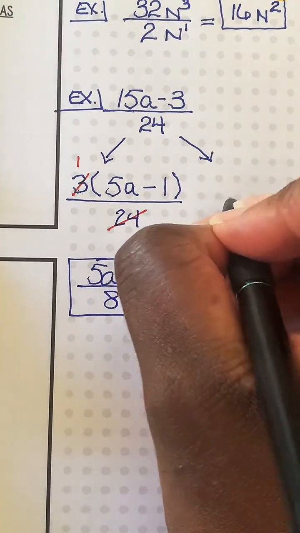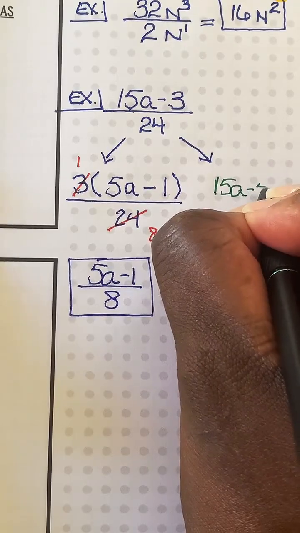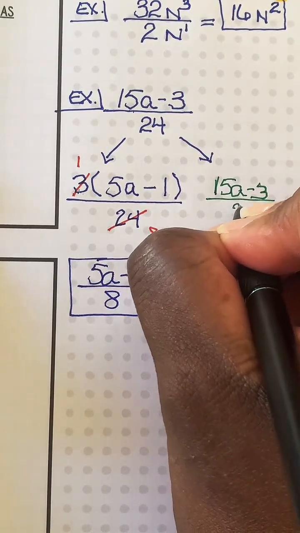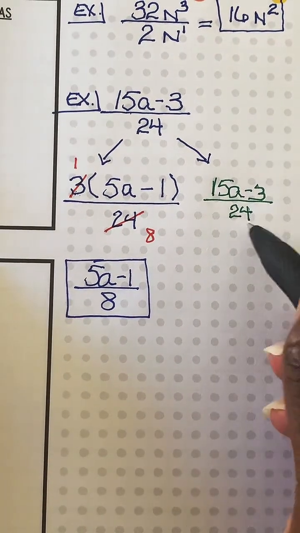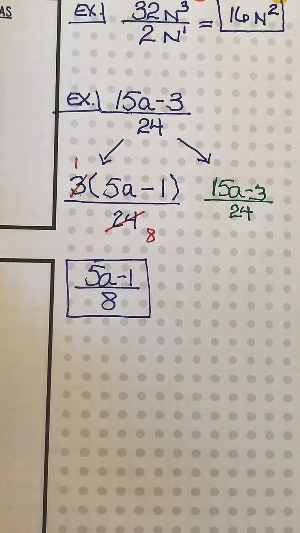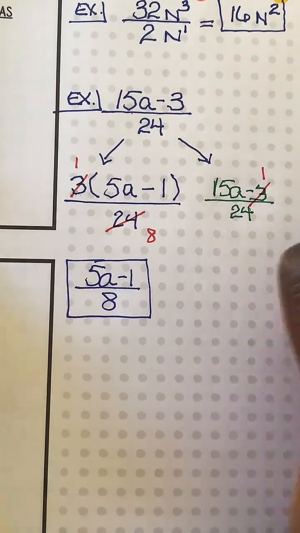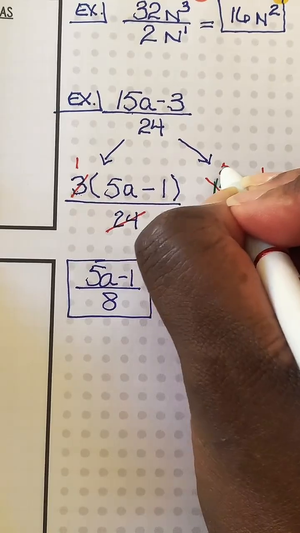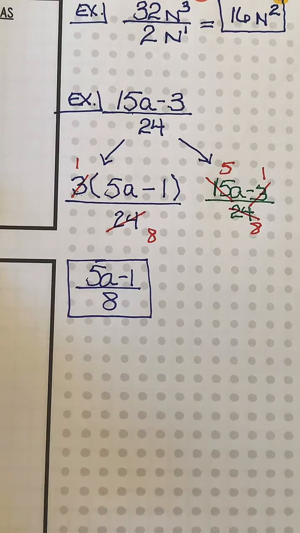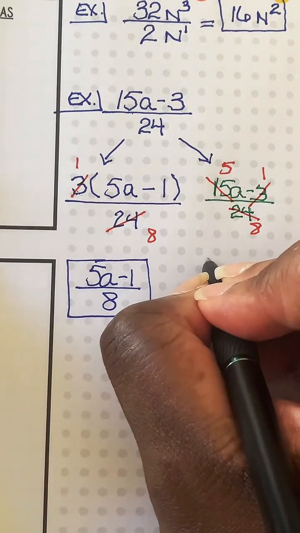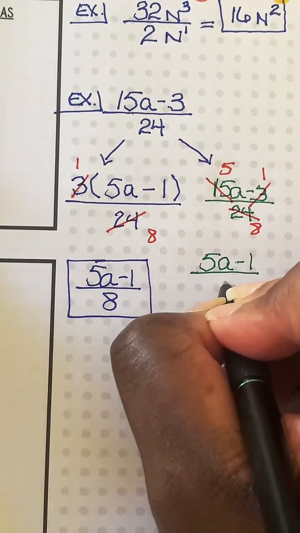Another way of doing it, let me rewrite here, and I'm going to put it in green. We notice that they all have 3 in common. So why not reduce all 3 by 3? So this 3 will now be a 1, this 15 will be a 5, and this 24 will be an 8. Then you'll have, trying to grab my pens here. Then we'll have 5a minus 1 over 8.